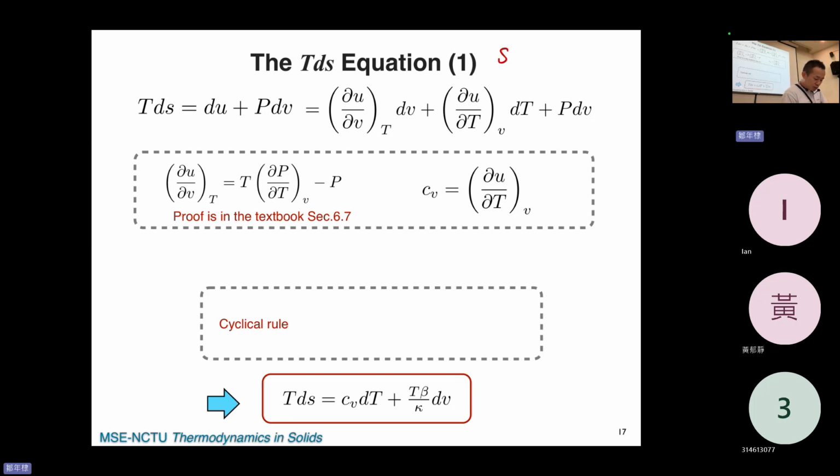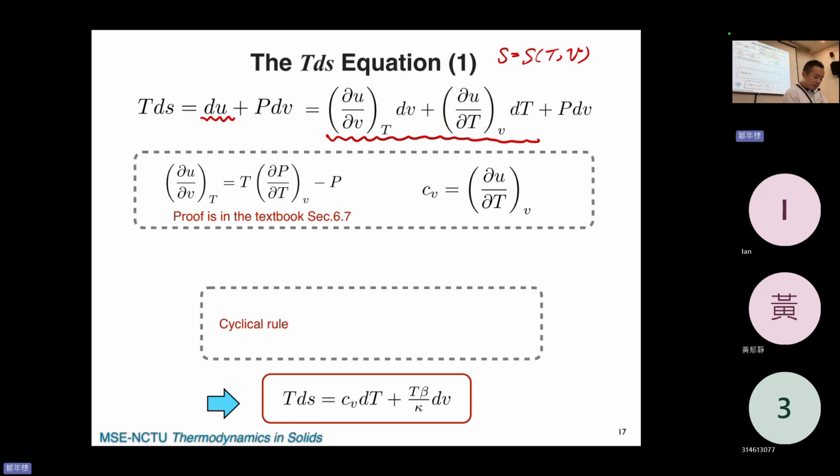We try to make S a function of temperature and volume. So how can we do that? The problem is now du. Can we transform du into a function of temperature and volume as well? Yes, we could. So that's how we do that. We make du a function of temperature and volume. Of course, these ones are slopes.